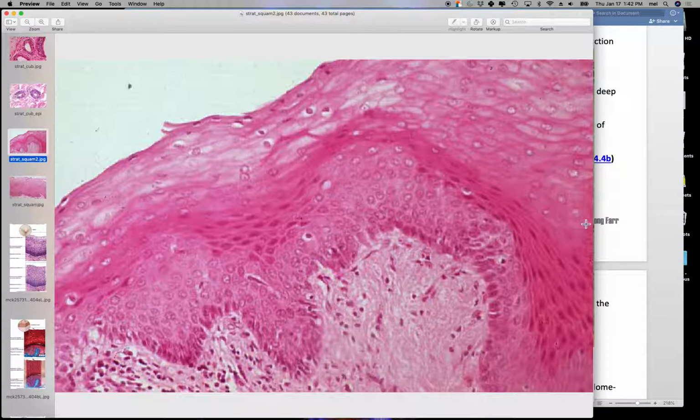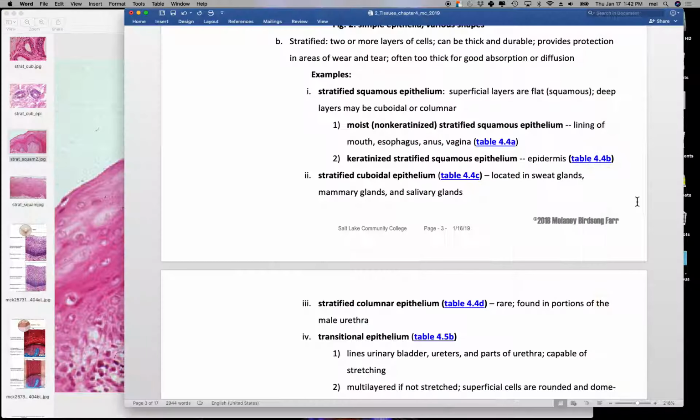Okay. Wait, question. What's this stuff on the far right then, where it's like the hollow circles? They don't look like nuclei because they're not darker? They are nuclei. Oh, it's a different staining technique. Oh, okay. Yeah, just different staining technique. Okay, so that is stratified squamous epithelium, moist and keratinized, or non-keratinized and keratinized.